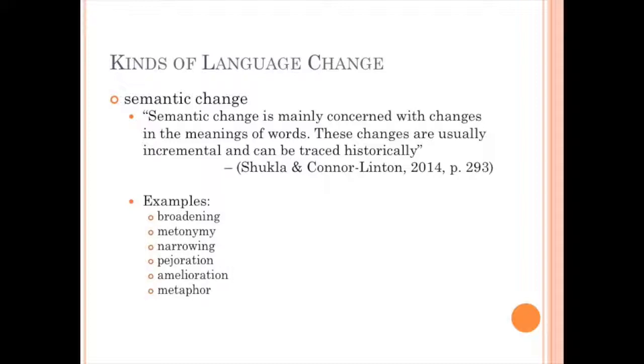Now, amelioration is the opposite process. Over time, a word takes on a more positive meaning. A negative or a neutral word comes to take on a more positive meaning. For example, the word wicked, meaning great.